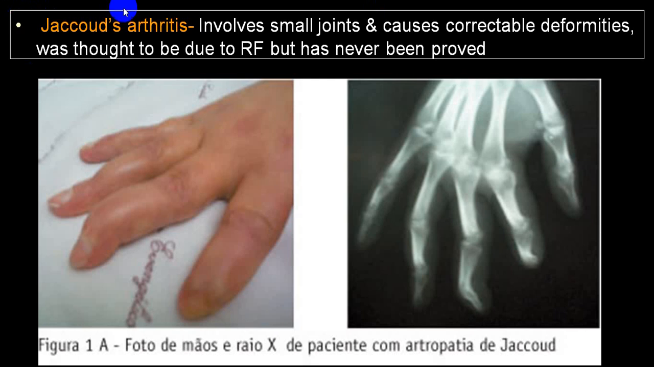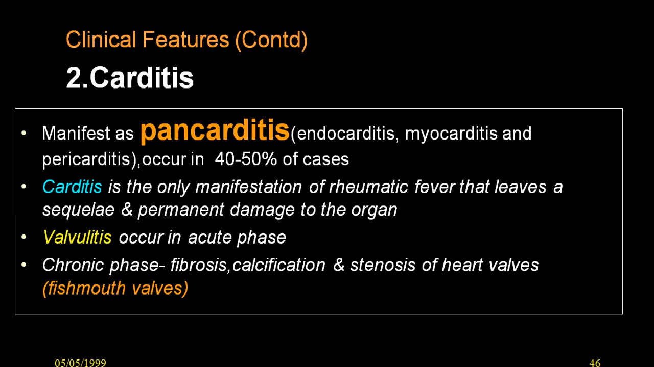There is also one variety which you can see, involvement of small joints, very rare, with correctable deformities, that is called Jaccoud's arthritis. Very rare in case of rheumatic fever, not common.